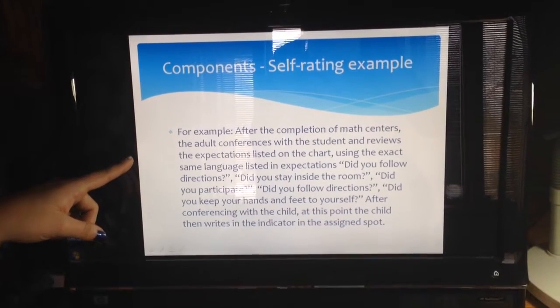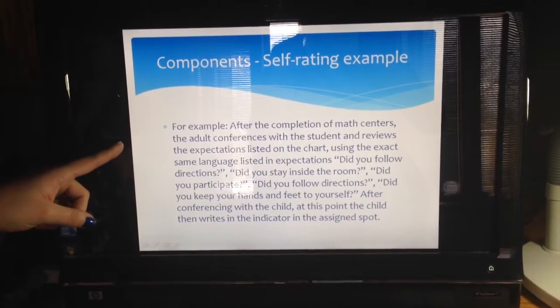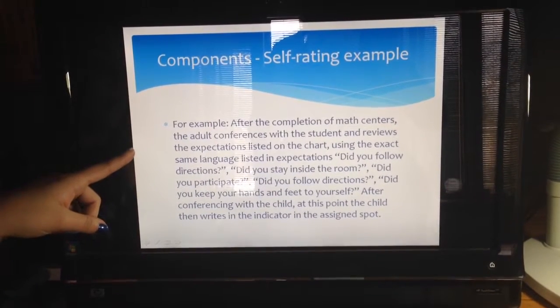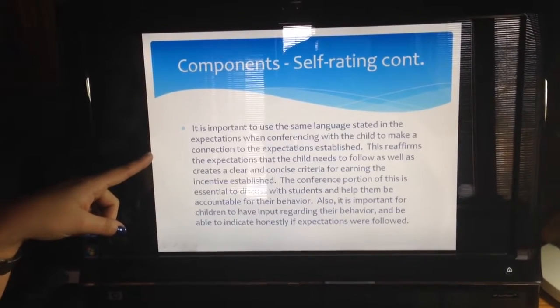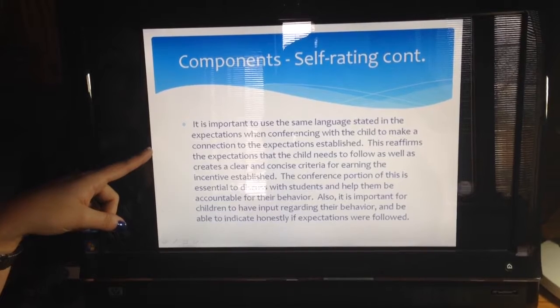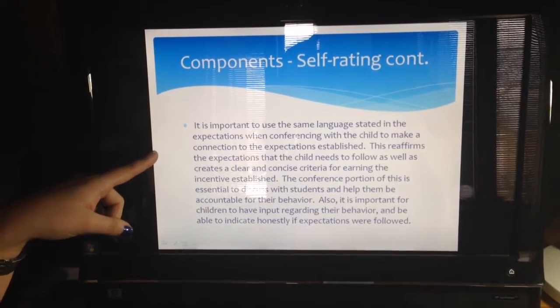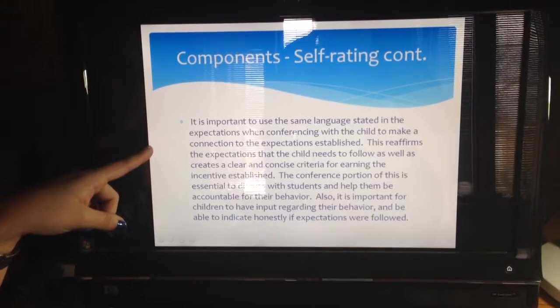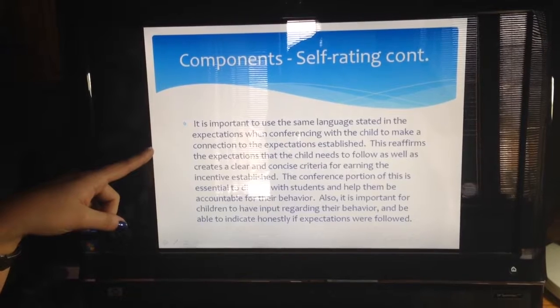Within this self-rating portion, this is the example. This is the portion of the behavior chart where the child has a discussion with the adult regarding their behavior. So it's important to use the same language that's stated in the expectations when conferencing with the child to make sure there is a connection between the expectations established and the reflection of behavior.